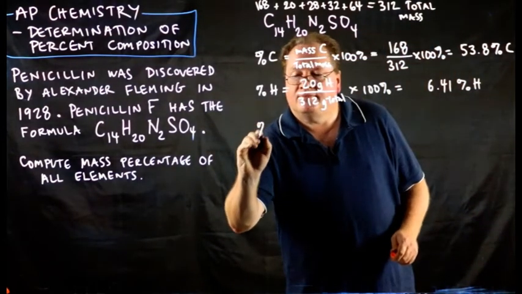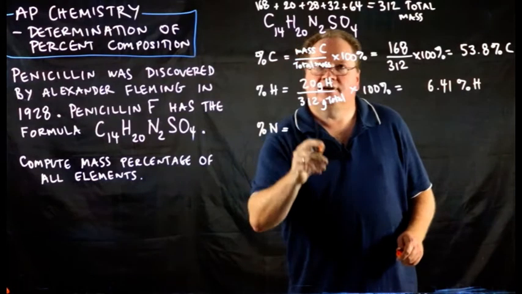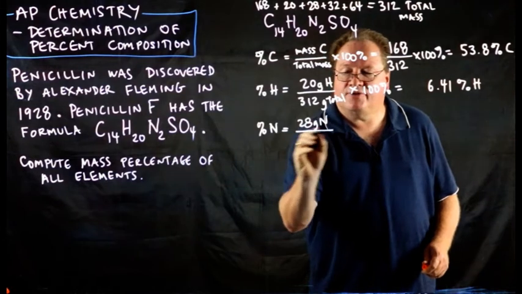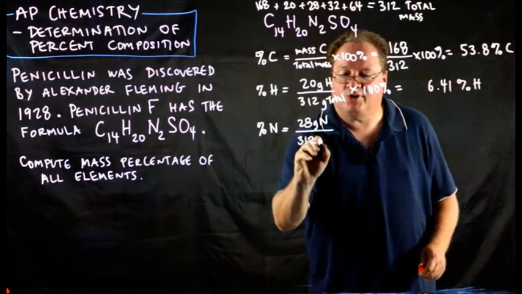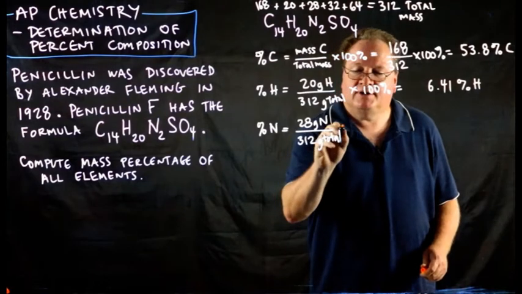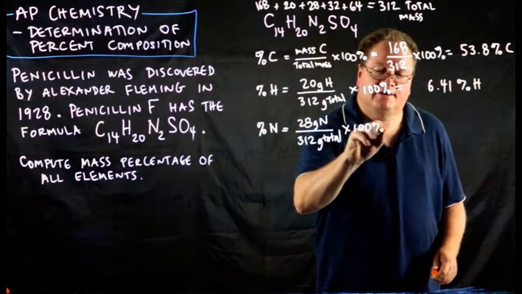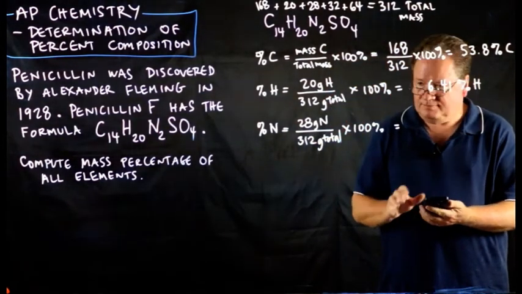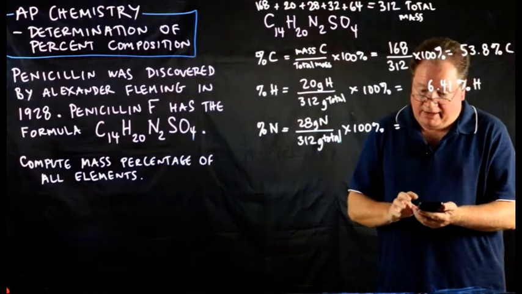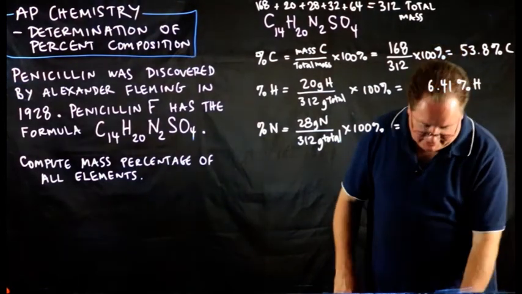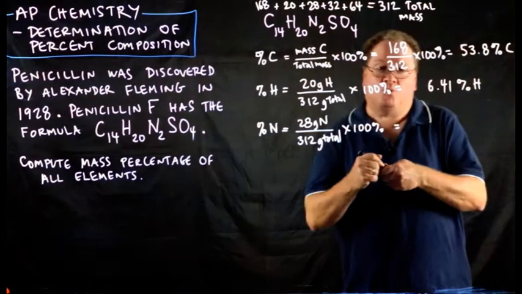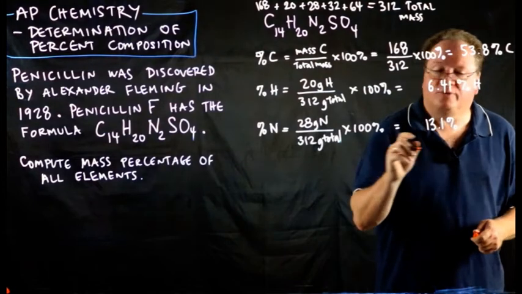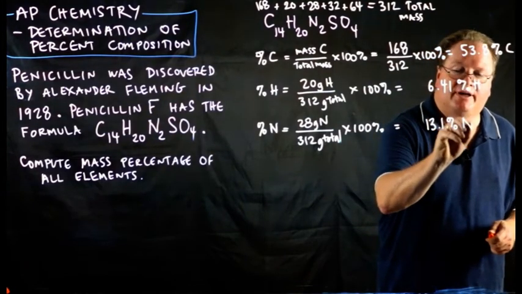Nitrogen, taking its mass, which is 28, for every 312 grams total, times 100%. 28 divided by 312. So that's going to give me 13.1%. So 13.1% of penicillin is made up of nitrogen.